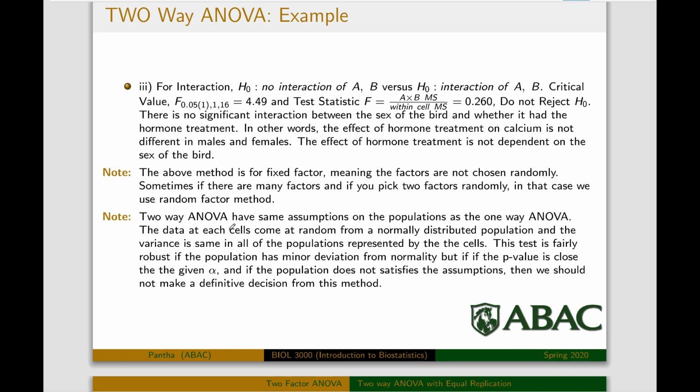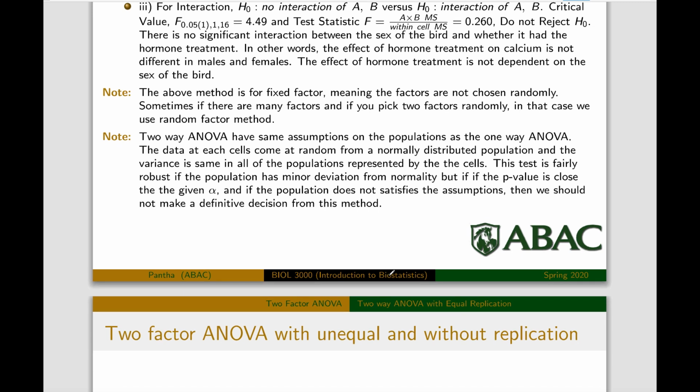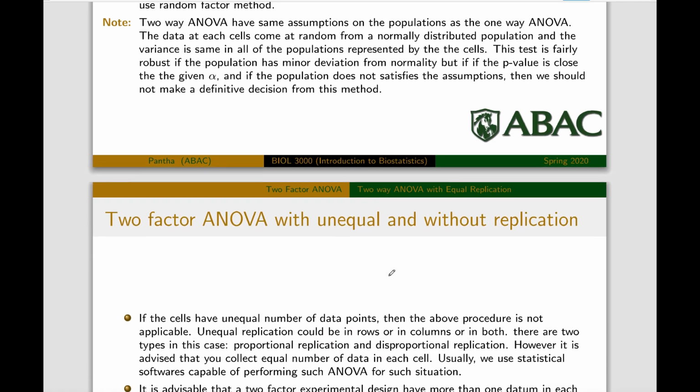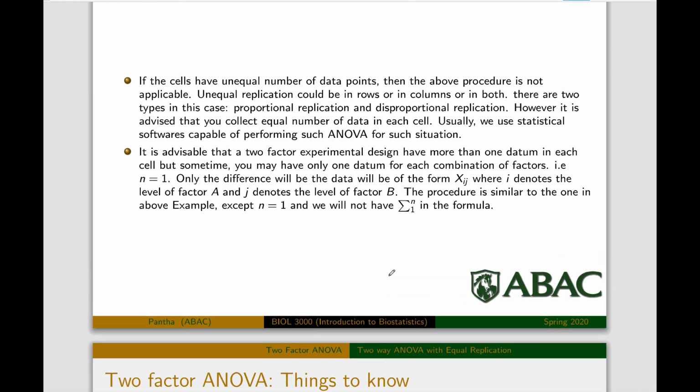Two-way ANOVA has some assumptions on the population, as the one-way ANOVA does. The data at each cell came at random from a normally distributed population, and the variance is the same in all the populations represented by the cells. This test is fairly robust if the population has minor deviation from normality, but if the p-value is close to the given alpha and if the population does not satisfy the assumptions, then we should not make a definitive decision from this method. Okay, and let us talk about the unequal replication.